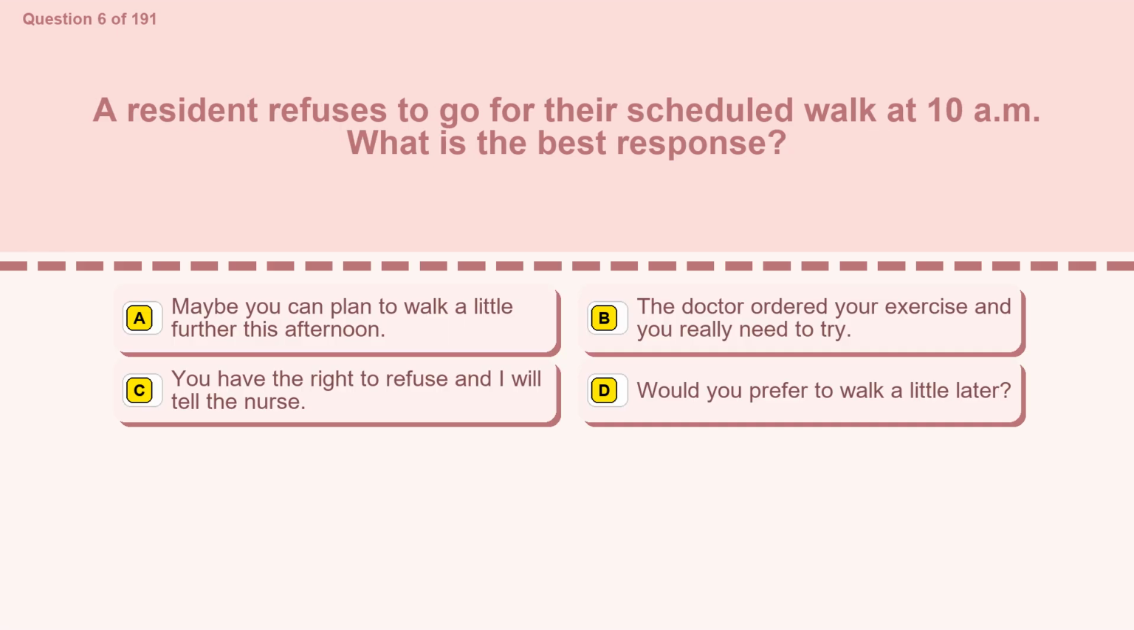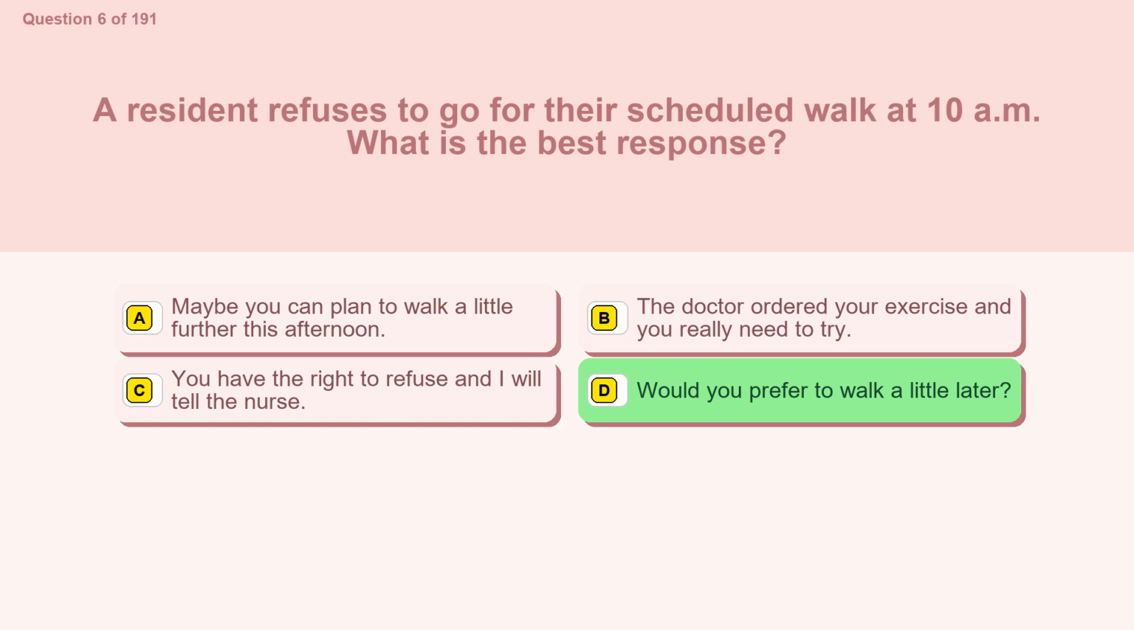Question 6. A resident refuses to go for their scheduled walk at 10 a.m. What is the best response? Option A, maybe you can plan to walk a little further this afternoon. Option B, the doctor ordered your exercise and you really need to try. Option C, you have the right to refuse and I will tell the nurse. Option D, would you prefer to walk a little later?